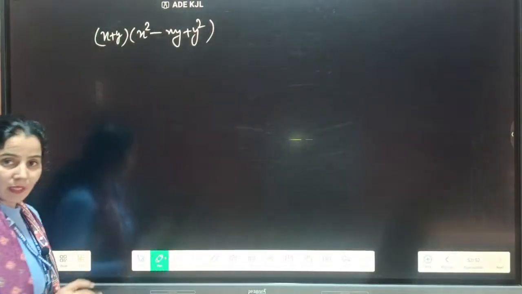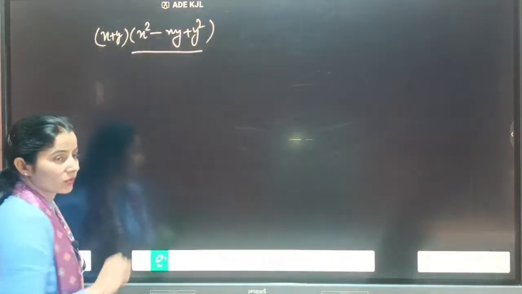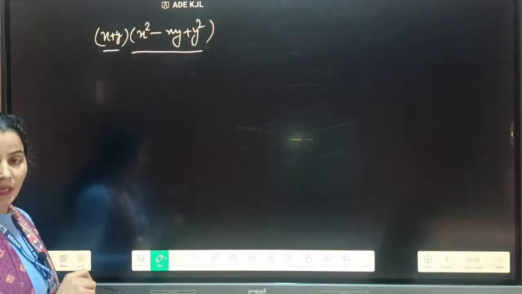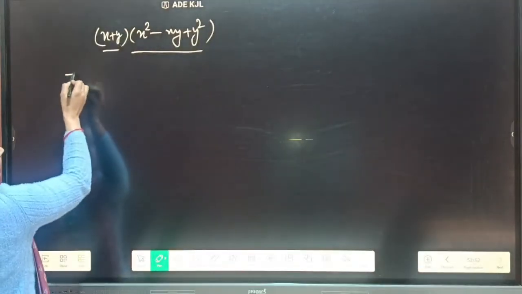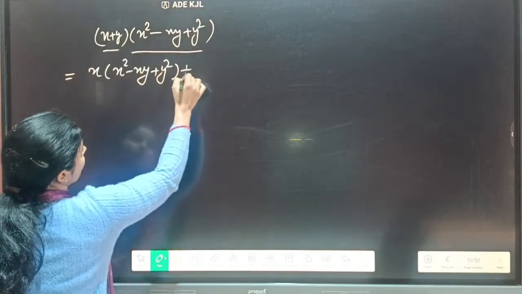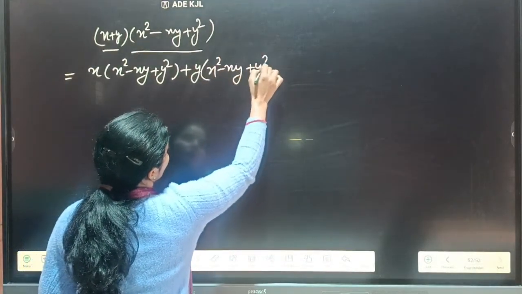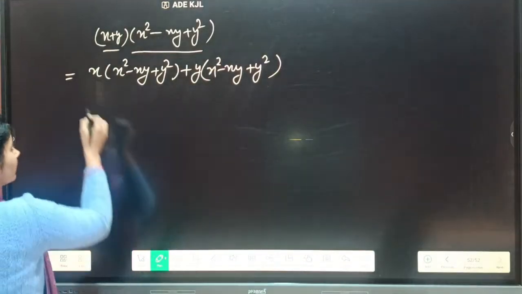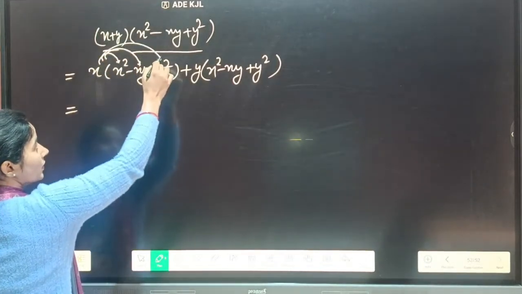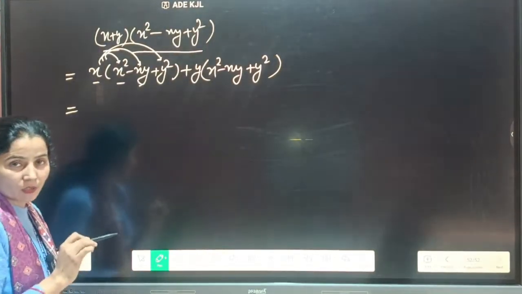Minus xy. This time we have one binomial to multiply with one trinomial. This is a trinomial because it contains 3 terms, and this is a binomial. Multiply: this x I will multiply with x square minus xy plus y square, plus y I will multiply with x square minus xy plus y square. This x multiplies with the x square, then with xy, and then with the y square. Keep in mind, this x must be multiplied with each term of this trinomial.